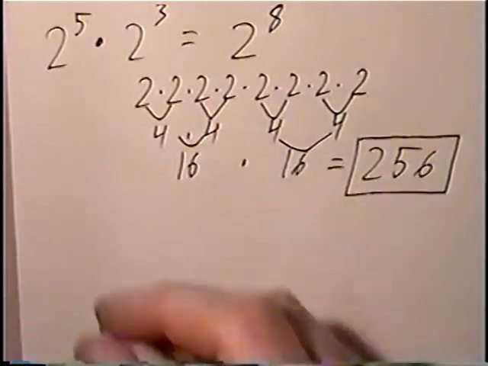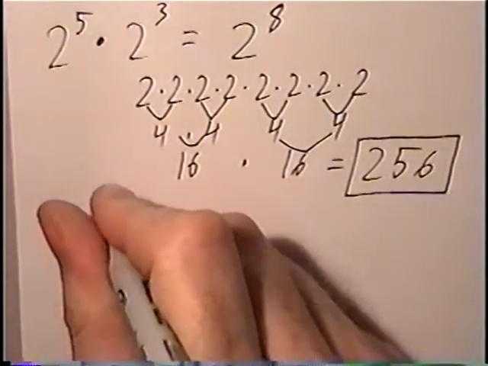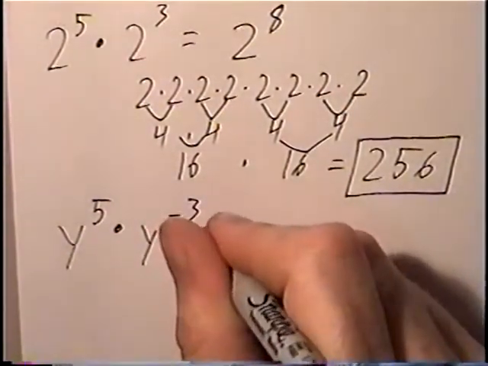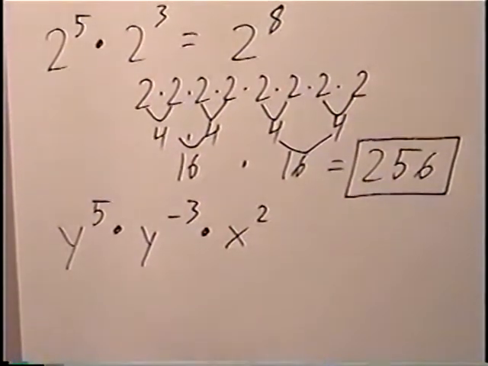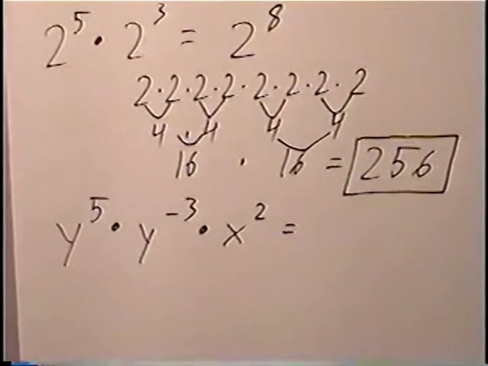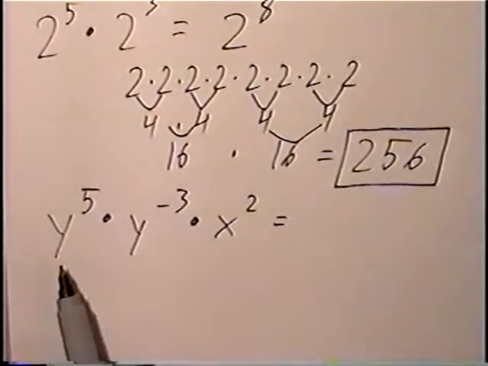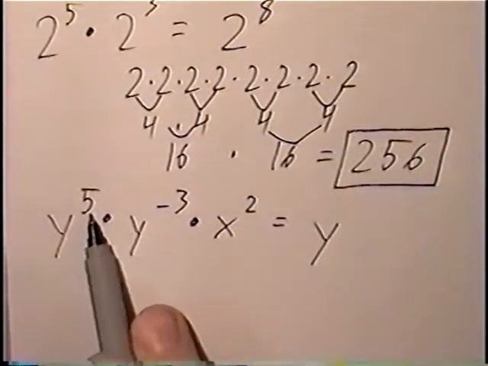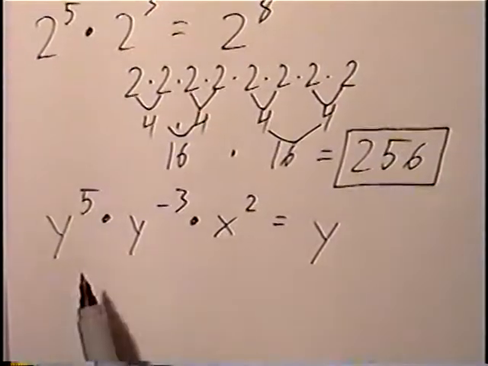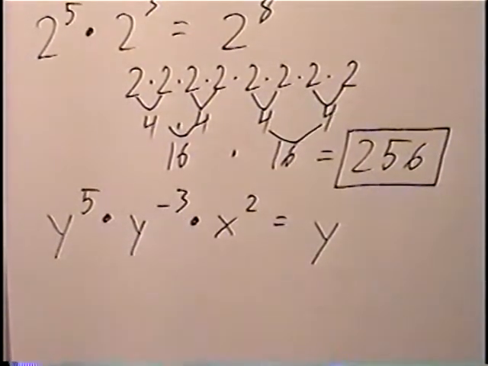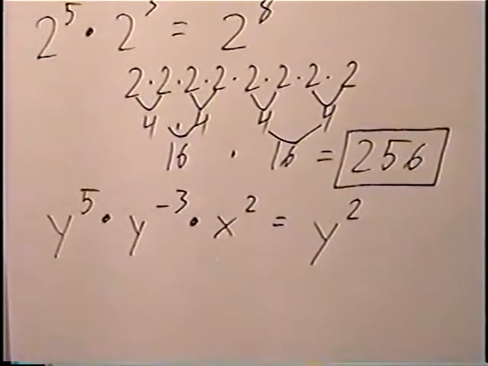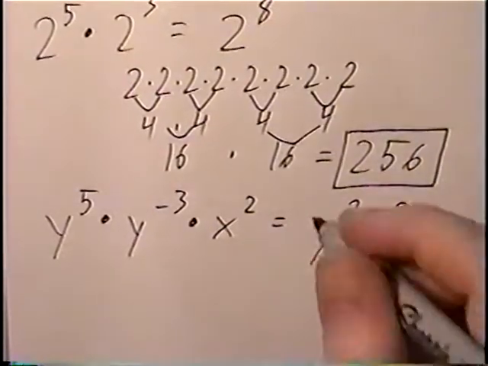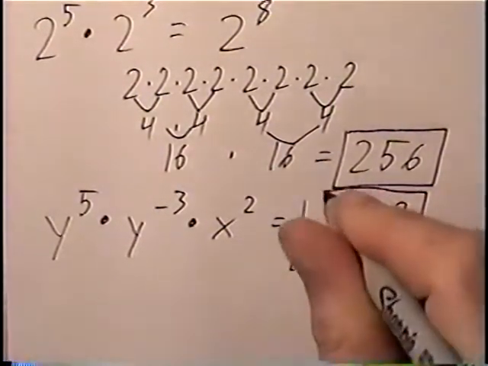And last question for the section: y to the 5th power times y to the negative 3rd power times x squared. The multiplication property of exponents can only be used when we have the same variable or same numbers. So the y values we can combine. Y to the 5th times y to the negative 3. Adding those together, 5 plus a negative 3 would be 2. And the x squared we cannot combine, but we'll leave it the same in our answer. So our final answer would be y squared times x squared.